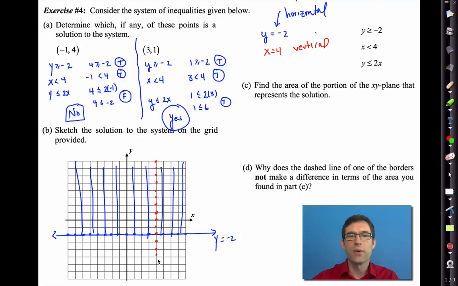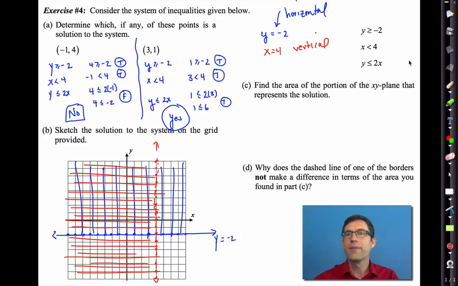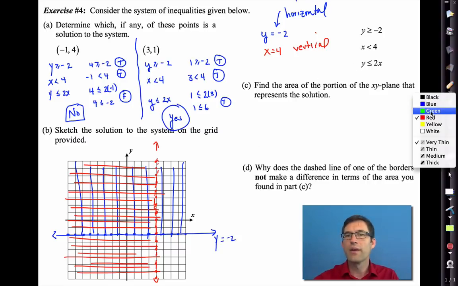Solid or dashed? Well, it's just less than, so that seems like it's dashed. That's definitely dashed. Okay, and it's less than, so this is going to get to be a little bit of a complicated picture, but that means we've got to shade to the left. There we go. And let me do the last one in green.